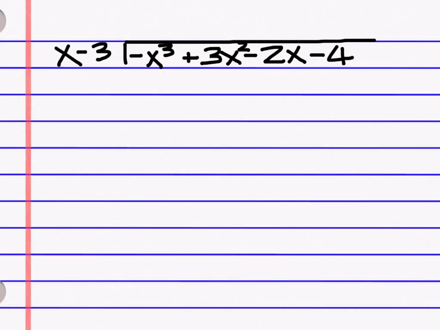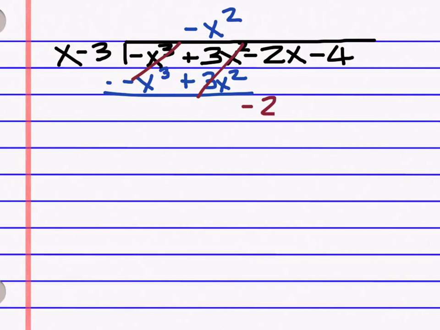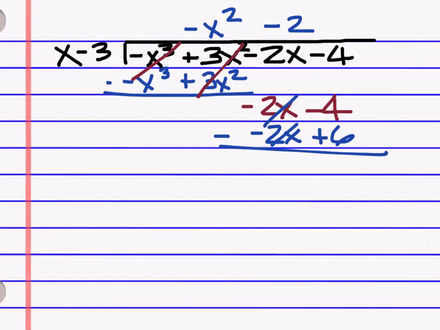We're going to have to start with negative x squared to get negative x to the third plus 3x squared. And notice that everything cancels out. So you drop down the negative 2x, but you also have to bring down the minus 4 as well. So you would have to multiply by a negative 2 to get negative 2x. You would also get a plus 6. These cancel out. Negative 4 minus 6 is negative 10. So negative x squared minus 2, remainder negative 10.